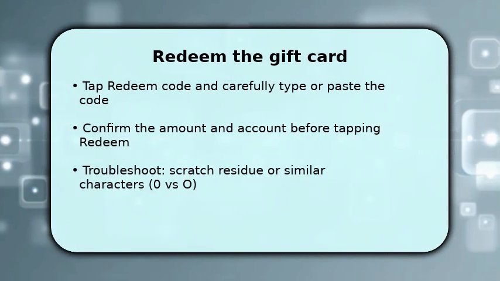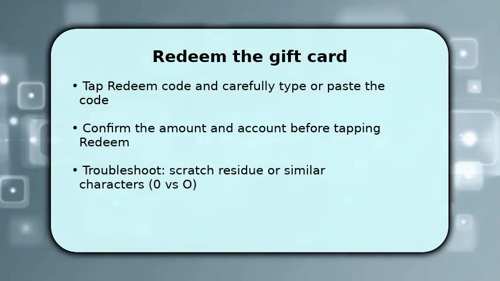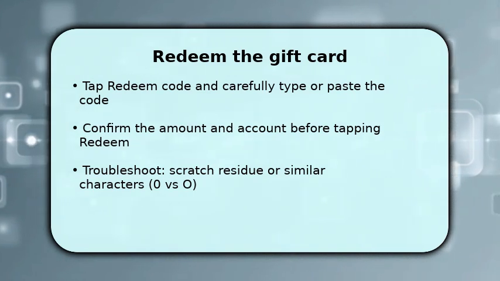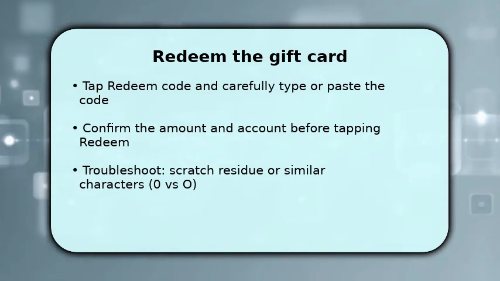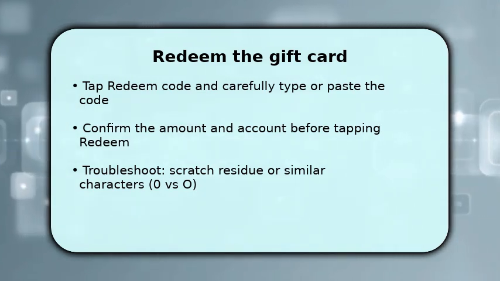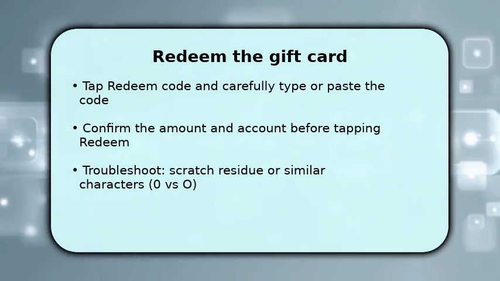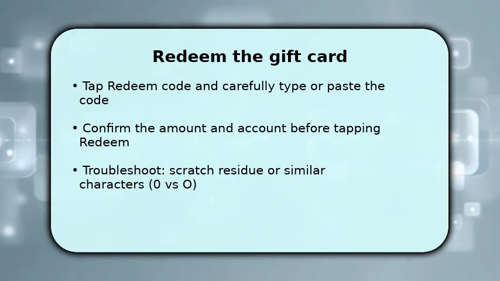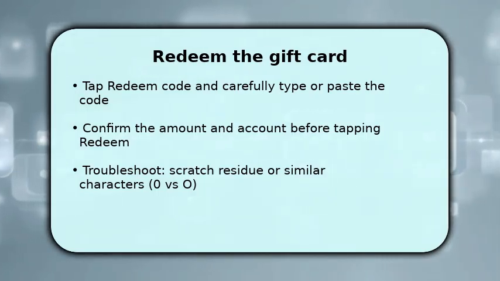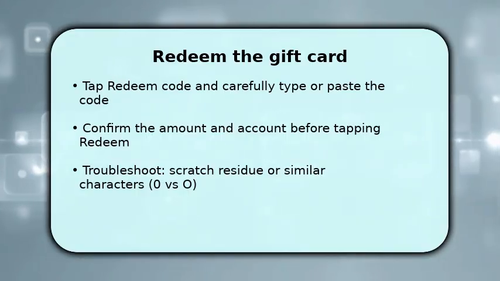Now you'll redeem. Select Redeem Code and enter the code exactly, including dashes if shown. You can paste if you copied it earlier. After entering, confirm the displayed amount and that the target account is correct, then tap Redeem. The system applies credit immediately. If an app purchase is pending, you can choose to use credit versus a saved card.